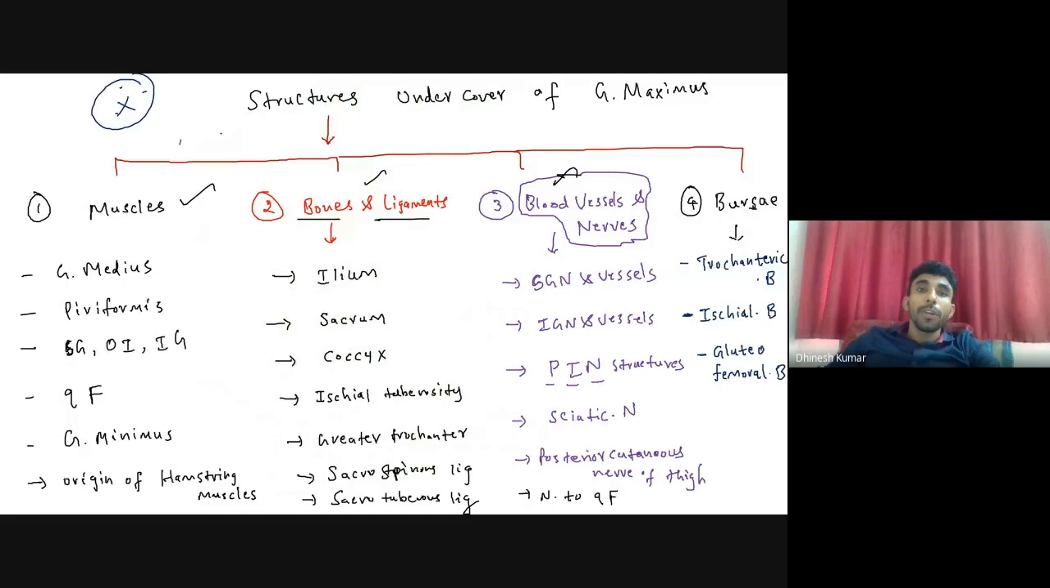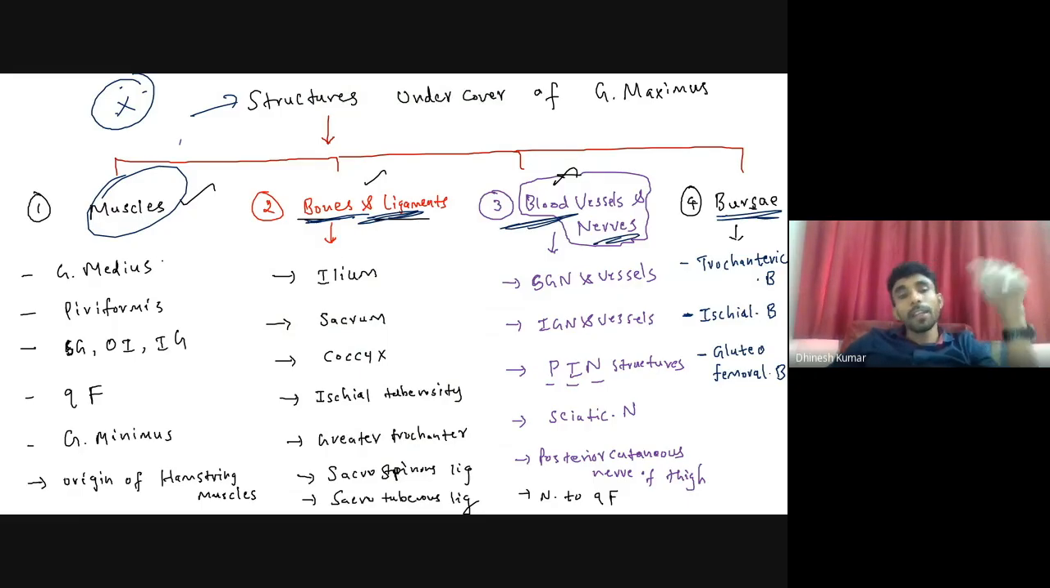So you can divide the various structures under cover of gluteus maximus into muscles, bones and ligaments, blood vessels and nerves, and bursae. Muscles you know already. The various muscles we have studied already.